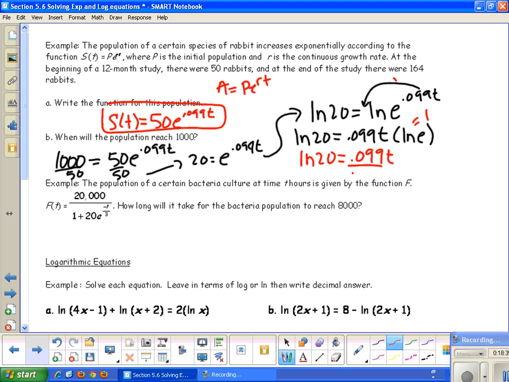So then the last step would be divide both sides by 0.099. And of course, you want to practice plugging this into your calculator. So when you do that, you end up with t is equal to 30.26 in months. Remember, we were doing months. And if I want to put this into years, I know that there's 12 months in a year. So all I would have to do is divide that.